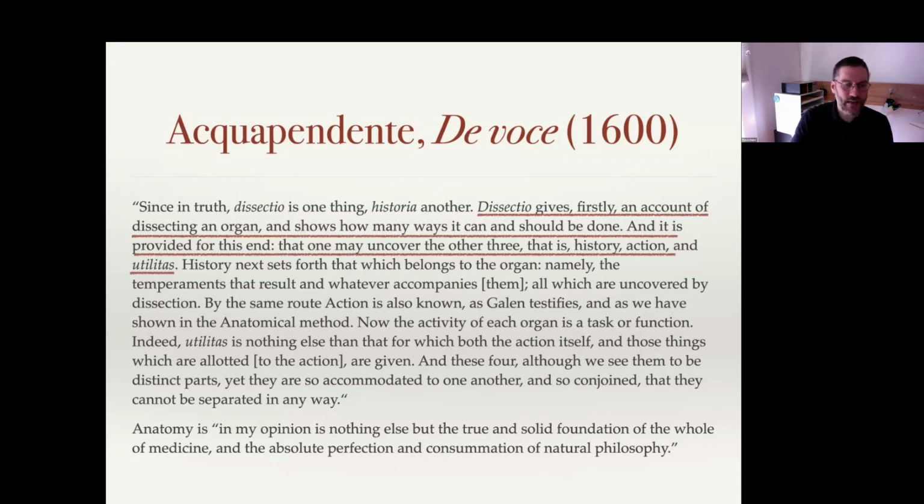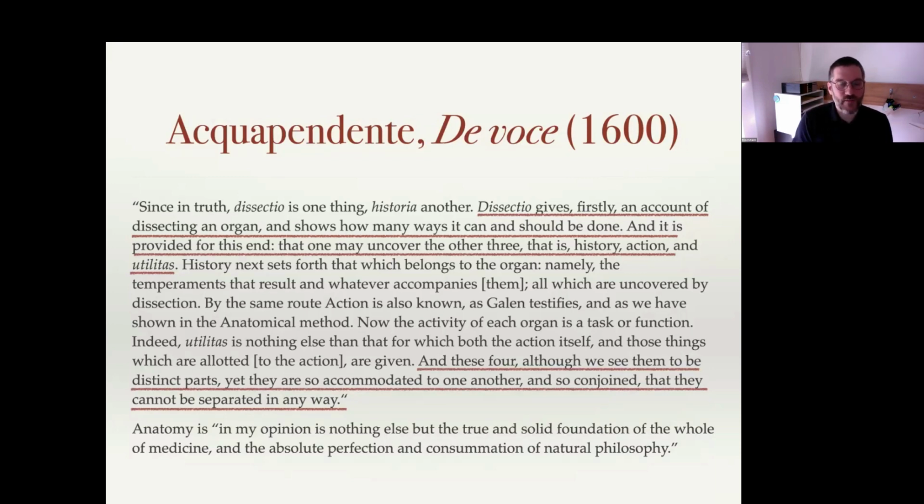And he says, anatomy, in my opinion, is nothing else but a true and solid foundation for the whole of medicine and the absolute perfection and consummation of natural philosophy. So anatomy is so fundamental to everything for Fabricius. He's really elevating what anatomy ought to be here.